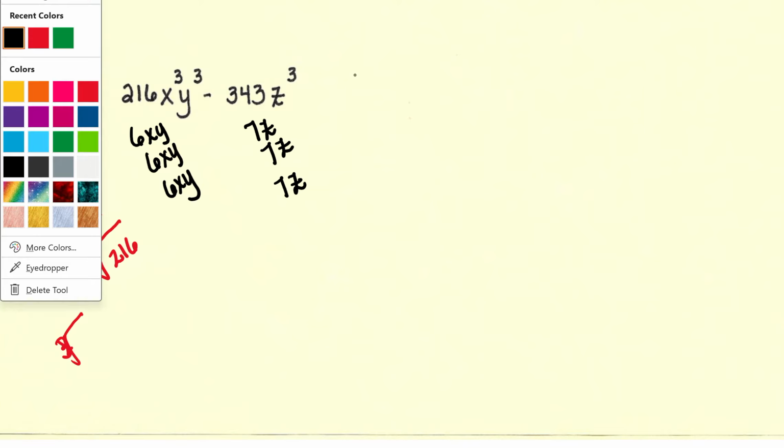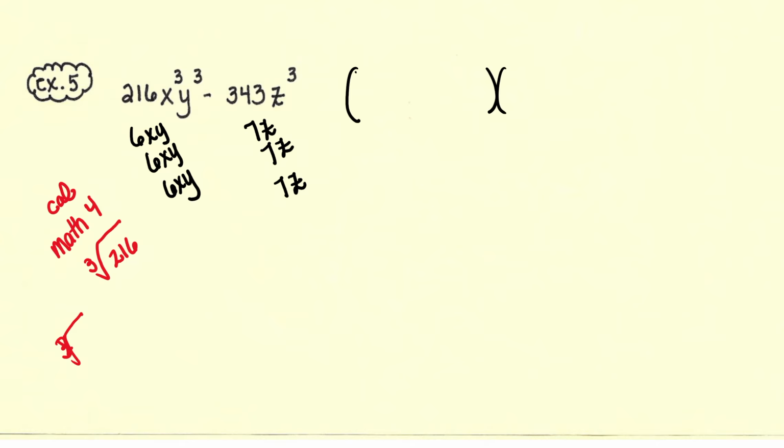All right, pause the video, try it on your own, and see how you do. Come back and check with me. So in the first spot, it's whatever we cube to get this, which is 6xy.